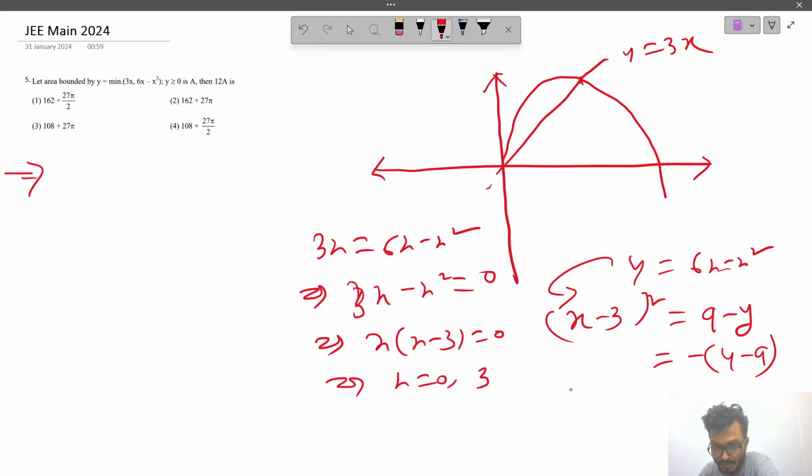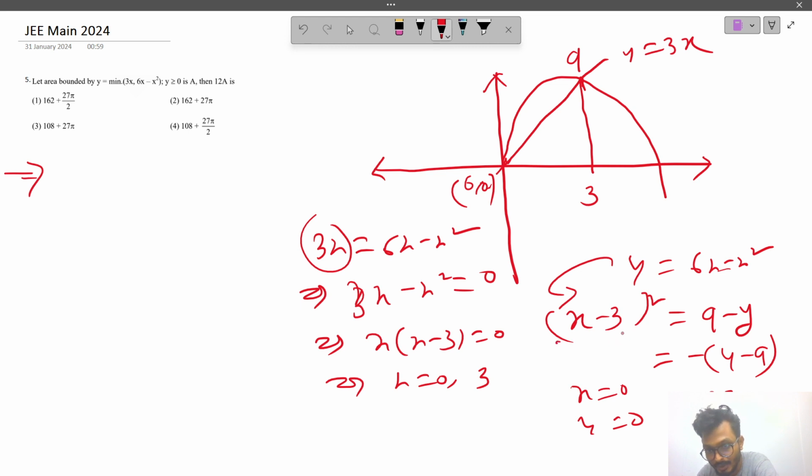So when x equals to 0, what is our y? y is 0. When x equals to 3, what is our y? y is 9 from here or here. So this point is our (0, 0) point, and this point is our (3, 9) point. And if we look at the parabola, the vertex is (3, 9). So this is also the vertex, right?